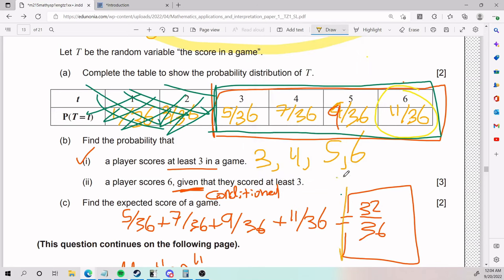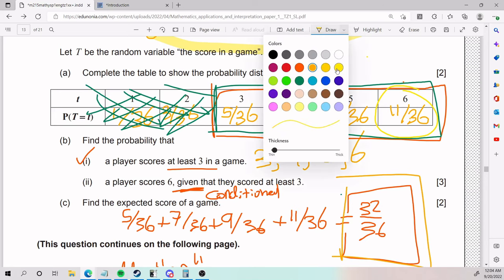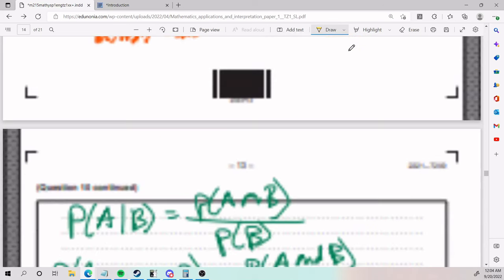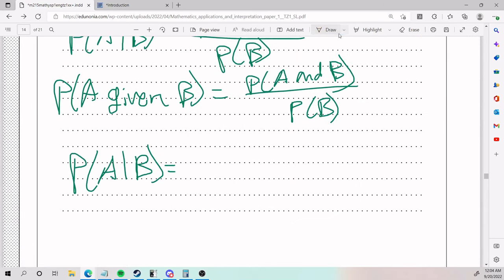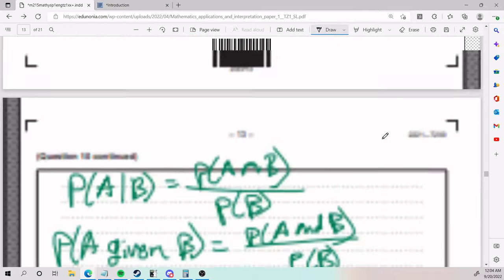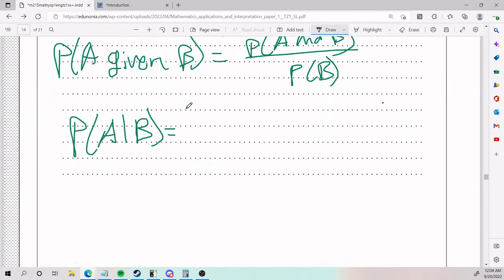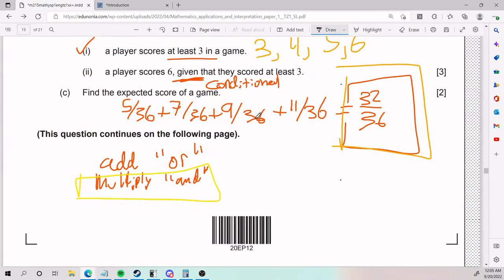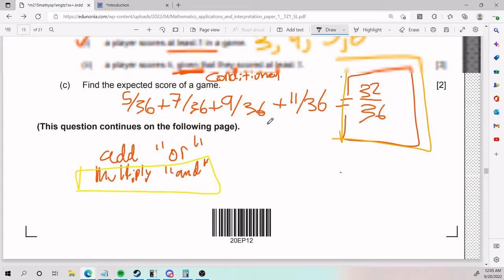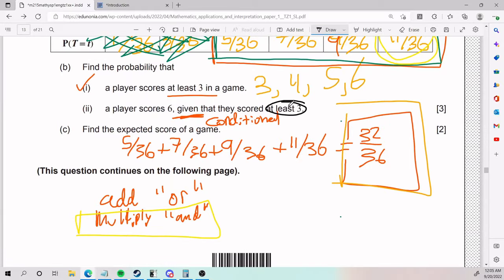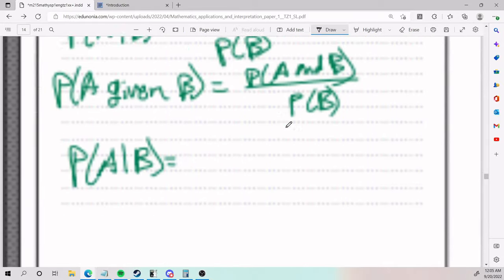Well, we got it here, 32 over 36. Probability that I roll a 6, we put it in yellow. So, A and B. I said that we multiply when we say and, so I will be multiplying over here. 32 over 36 times 11 over 36. Probability of just B, given that they scored at least 3, is this one here, 32 over 36.